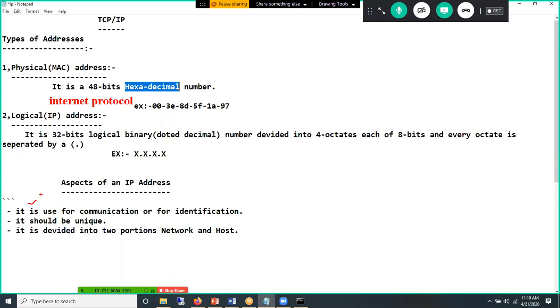IP plays a very important role. An IP address is in the form of a 32-bit logical binary, or you can say a 32-bit dotted decimal. As an example of an IP address, let's say 192.100.1.1. Is it a binary number or a decimal number? How do you differentiate?